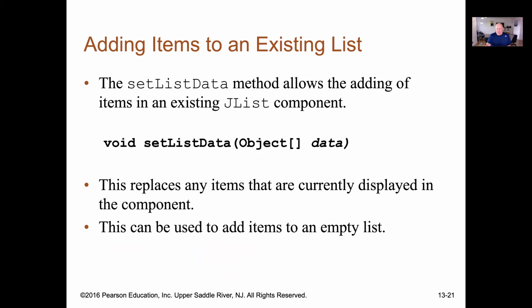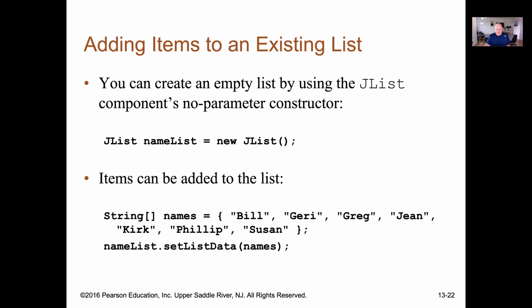How do you add items to existing lists? The setListData method allows the adding of items in existing JList components. This replaces any items that are currently displayed in the component. This can be used to add items to an empty list. This is how you create an empty list. This is how items can be added to the list.